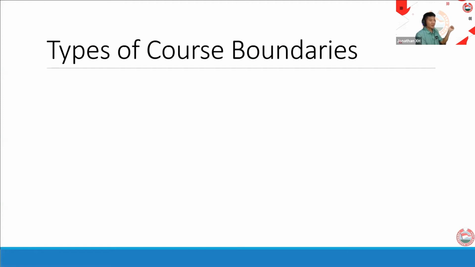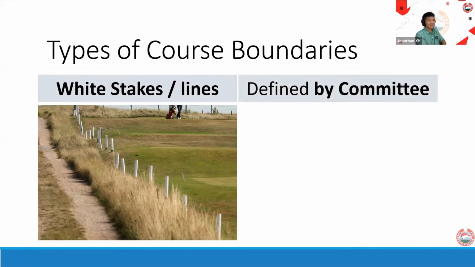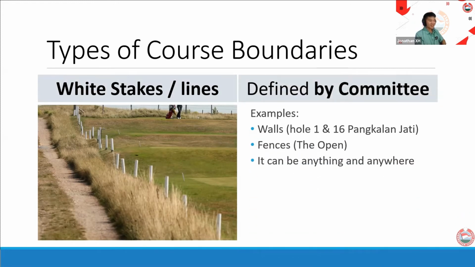So there are a few ways the committee can determine a course boundary. The first way, and the most common way, being a white stake or lines shown on the screen there. The second way is other things. Anything can be defined as a course boundary. For an example, in Pangkalan Jati, since we play Pangkalan Jati quite often, we have walls as a course boundary. If your ball goes beyond the wall, it's out of bounds, right?